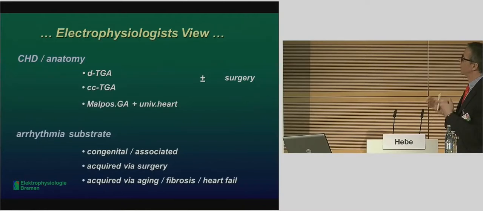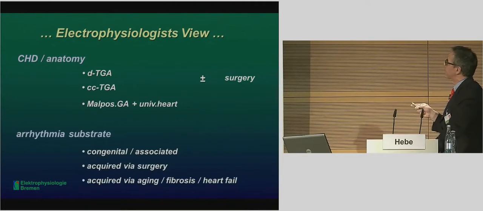So looking from the electrophysiologist's view, we sort the anatomy, as you do and as has been done throughout the whole meeting and session, according to classical detransposition, congenitally corrected transposition of the great arteries, plus or minus surgery. There is also the more complex group that I have to rule out today, because we cannot draw any systematic conclusions for these patients. They are more anecdotal data, and they are the rarer patients.